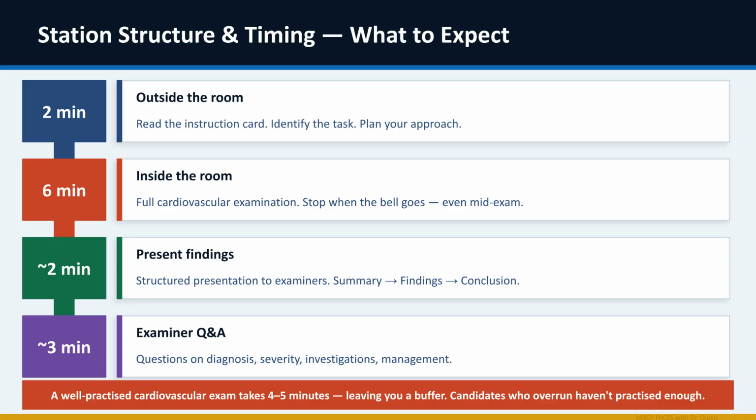The station is typically divided into 4 parts. 2 minutes outside the room to read the instructions and plan your approach. 6 minutes inside the room for the full examination. 2 minutes to present your findings in a structured manner, followed by 3 minutes for examiner questions on diagnosis, severity, investigations, and management. A well-practiced exam should take only 4 to 5 minutes, leaving a time buffer.